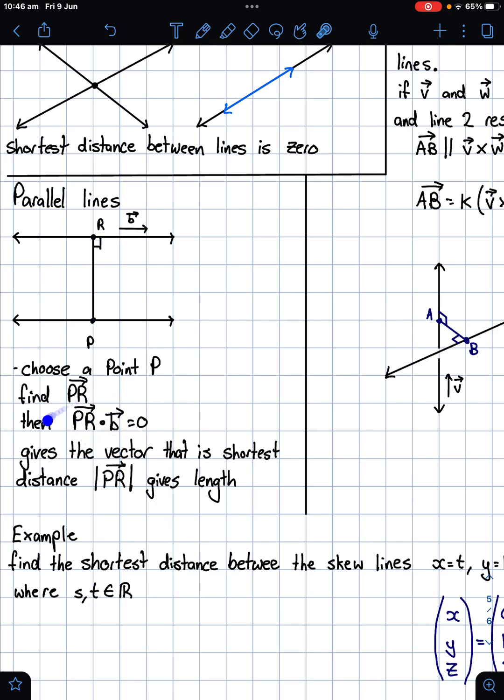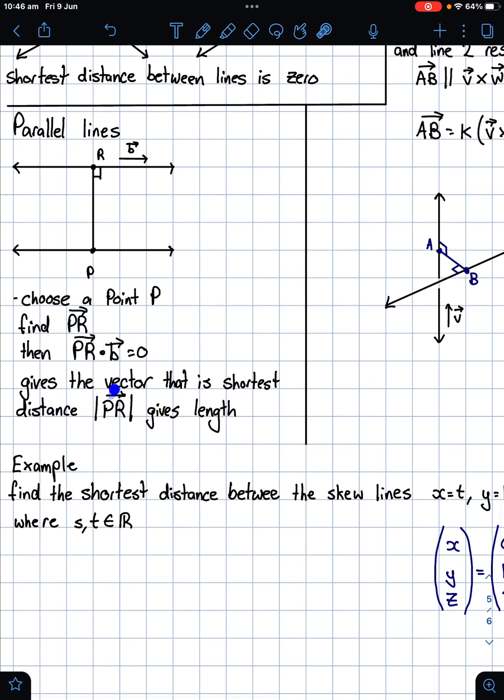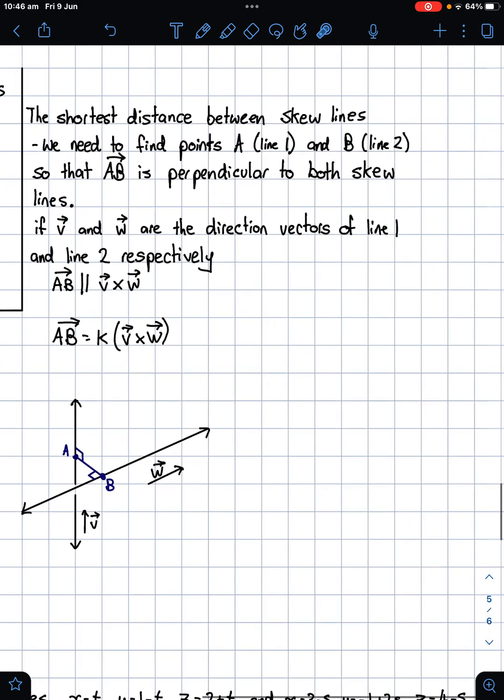Now, we did this in a previous section where you pick a point on each line. This point is a fixed point. This point here moves, so R is moving along this line at the moment. So if we can get the dot product of PR with B equal to 0, then PR is the shortest possible length it can be. Then we just take the modulus of that and get the length.